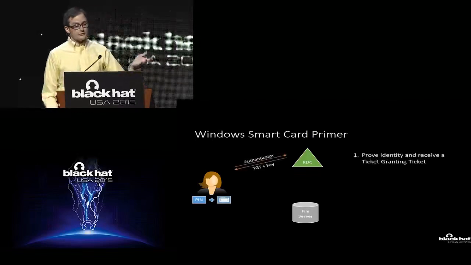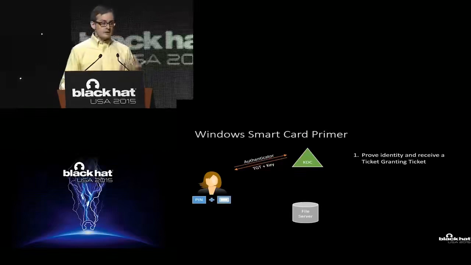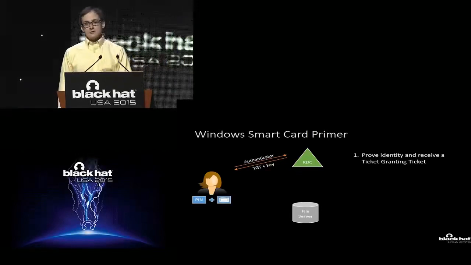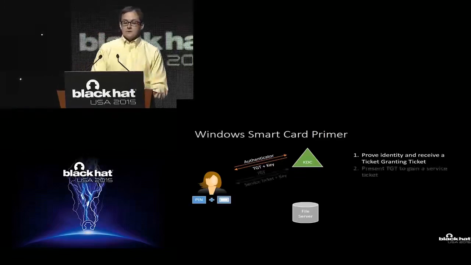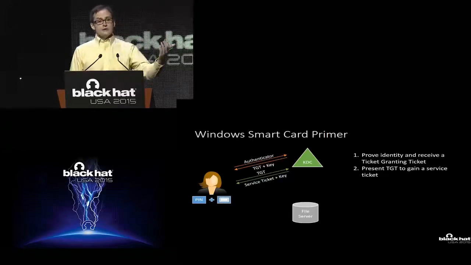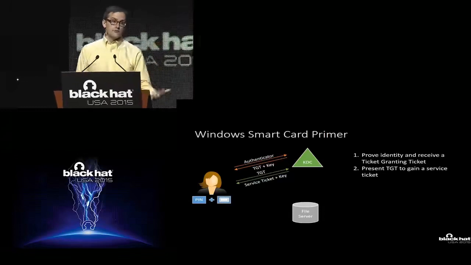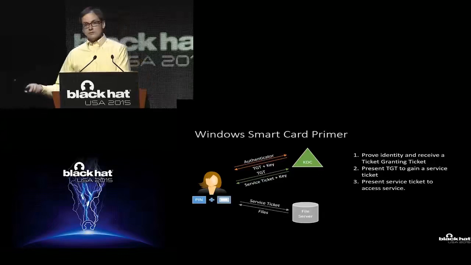So the first thing that happens is Alice enters her PIN. The smart card is used to do some proof of possession of a key. That proof is presented as an authenticator to the KDC, who hands back a ticket granting ticket, or TGT, and a key associated with that TGT. So the key needs to be used with the TGT. And then when Alice wants to access the file, the TGT is presented to the KDC, and then the KDC replies with a service ticket and a key. And then that service ticket is used to go get the files.